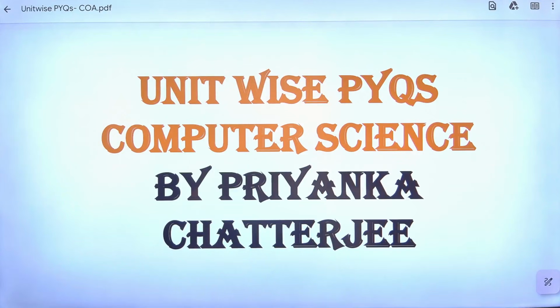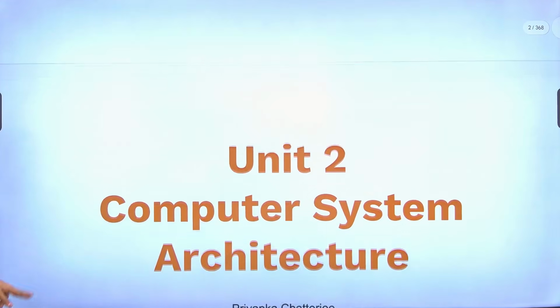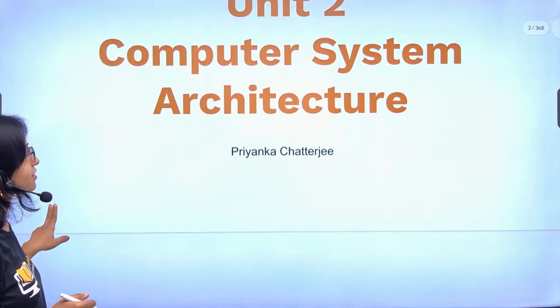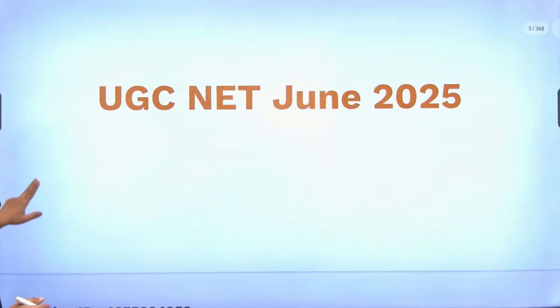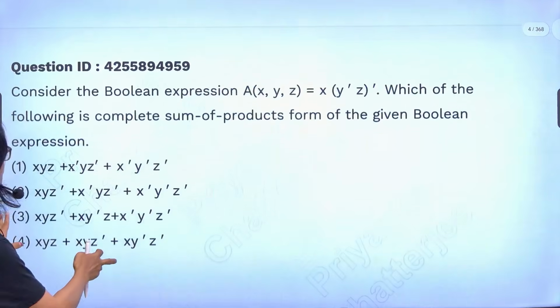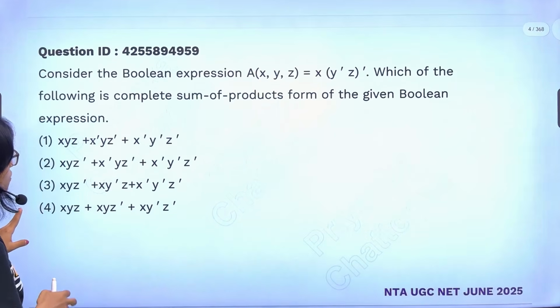So be ready for the marathon revision with previous year's questions from computer architecture, that is unit 1. I will give you questions one by one from June 2025 till how long you can do. Lots of collections are there. This PDF is actually more than 350 pages. So first we will start from June 2025. First question in front of you.